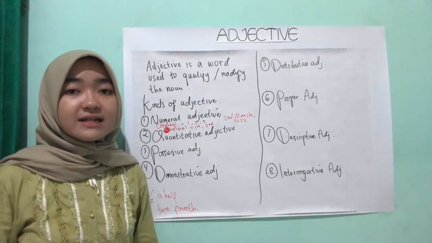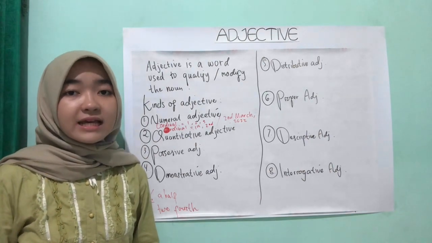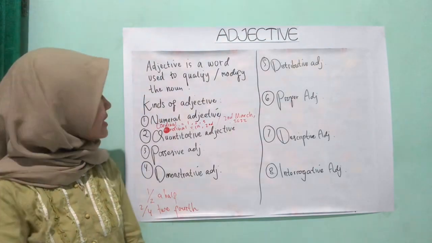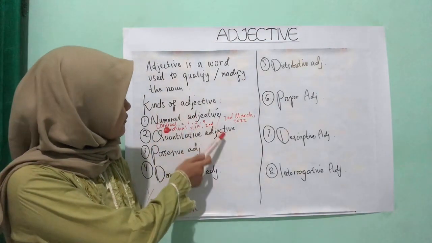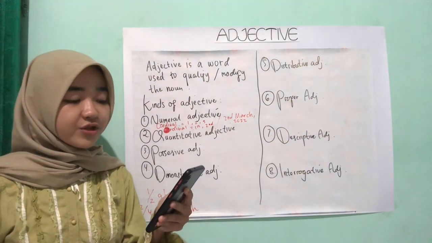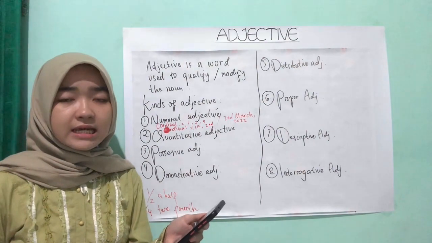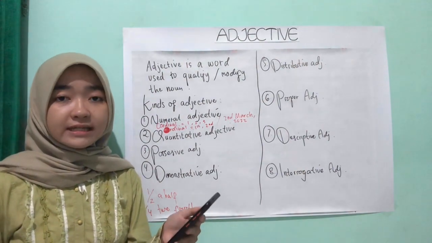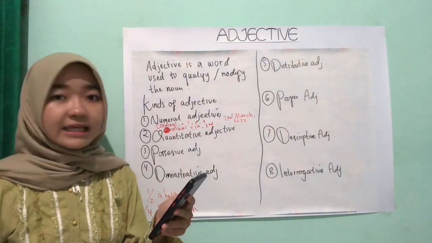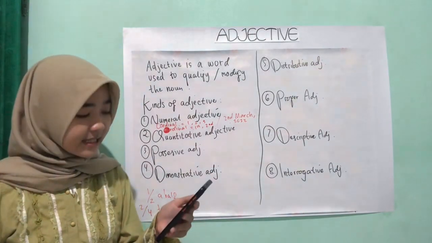Now we are going to learn about the kinds of adjective. There are 8 kinds of adjective. What are they? The first is numeral adjective. The definition is the adjective used to show the number of things. There are 2 types of numeral adjective. The first is definite. It's divided to 4 kinds.